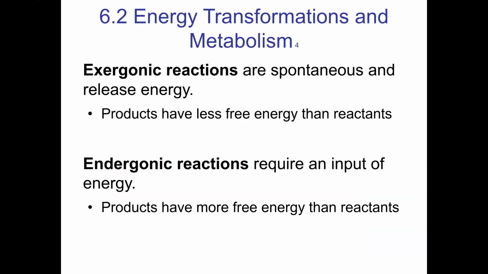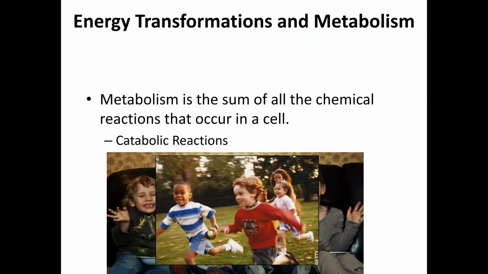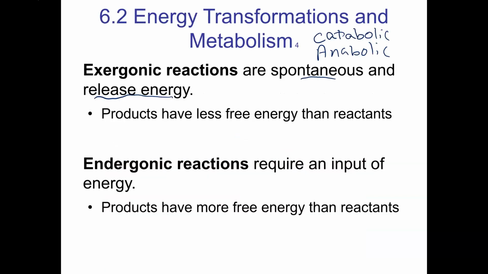This brings us to exergonic and endergonic reactions. Reactions can be considered exergonic or endergonic. We have metabolic reactions, and we have those catabolic reactions and anabolic reactions. Metabolic reactions can also be considered exergonic. Exergonic reactions are spontaneous reactions and they release energy, which means the products have less energy than the reactants. If we go back to this catabolic reaction, we released energy and that energy drove these kids to be able to run around. What that means is that exergonic reactions are also catabolic reactions.